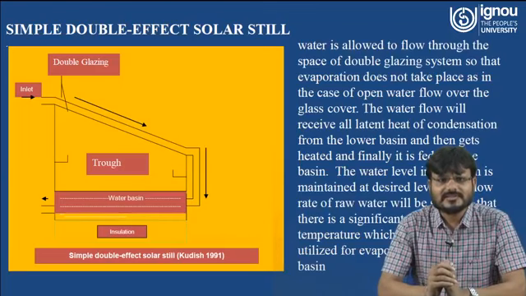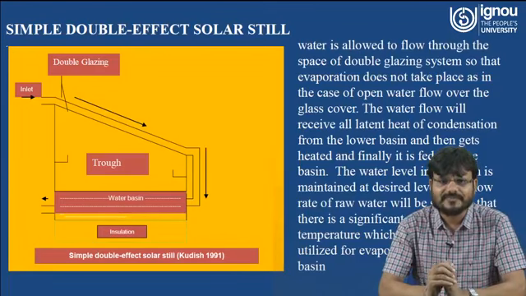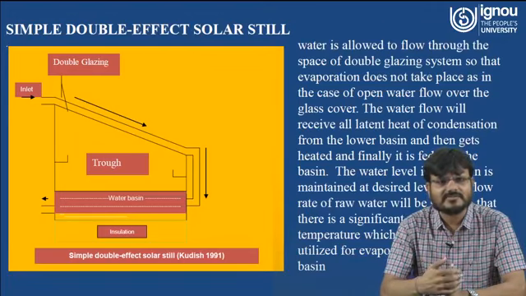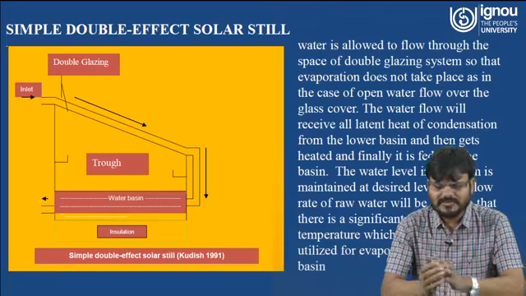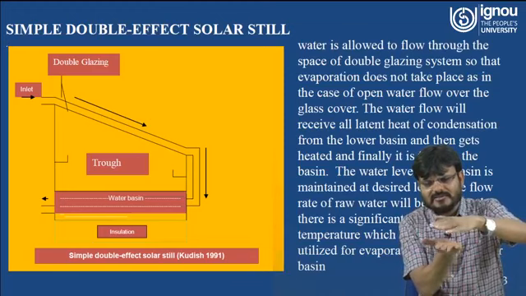Here we have to understand simple double effect solar still. Here you can see there is a double glazing used. Now you have to understand what is the advantage of this double glazing. Water is allowed to flow through the space of the double glazing system, so that evaporation does not take place as in case of open water flow over the glass cover. That means the cover is made like this.